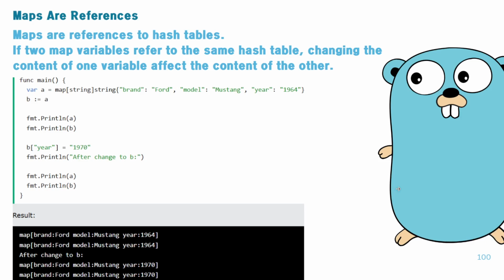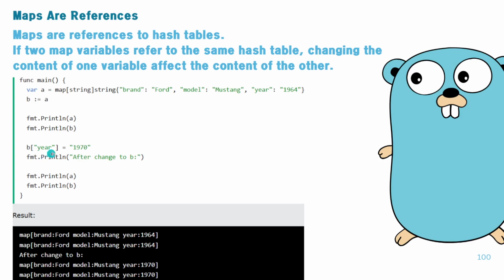Maps are references, as I have said, references to a hash table. If two map variables refer to the same hash table, changing the content of one variable affects the content of the other. What I mean by that: here we have created one map, where a is a reference pointing to a hash table which contains these key value pairs, and then we have assigned the same hash table to another reference, which is b. So now a is pointing to the hash table and b is pointing to the same hash table.